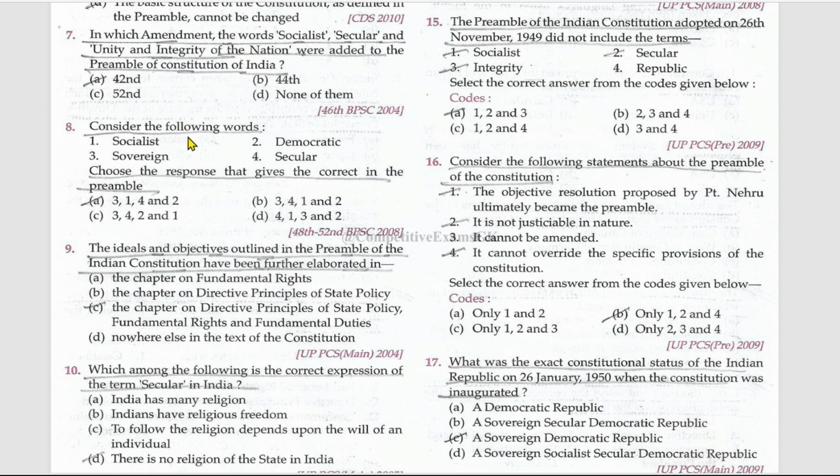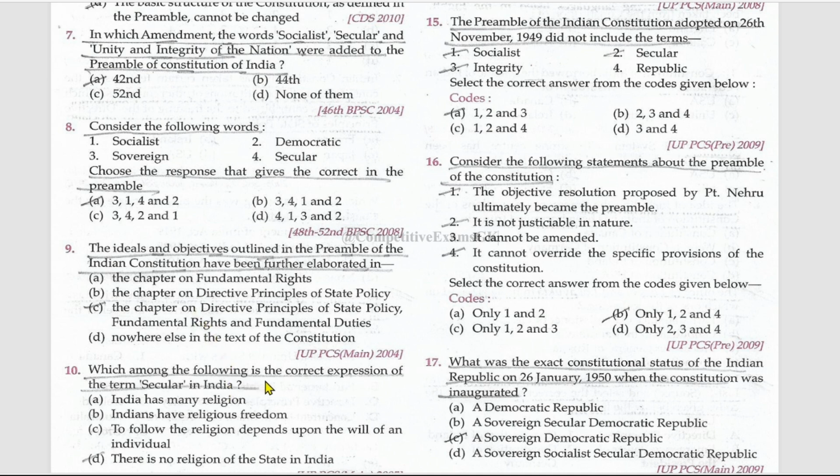Consider the following words and choose the response that gives the correct order in the preamble. Sovereign, socialist, secular, then democratic. The ideals and objectives outlined in the preamble of the Indian Constitution have been further elaborated in the chapter on DPSP, fundamental rights and fundamental duties.